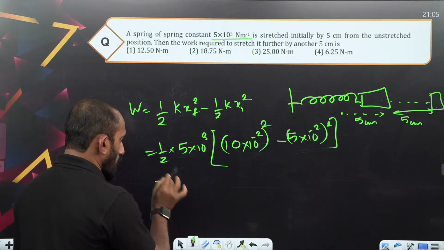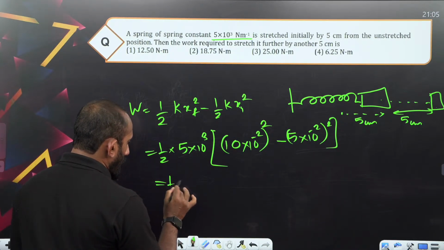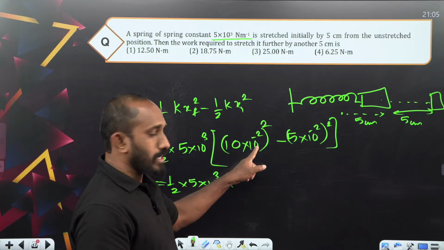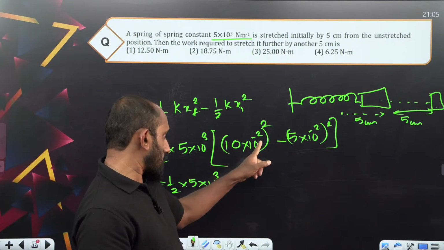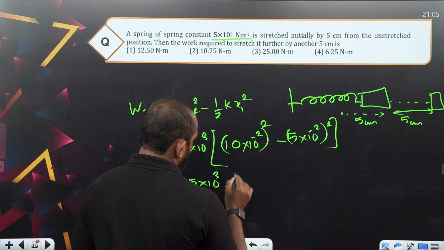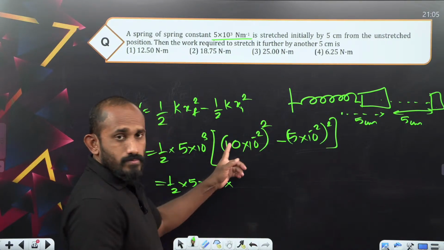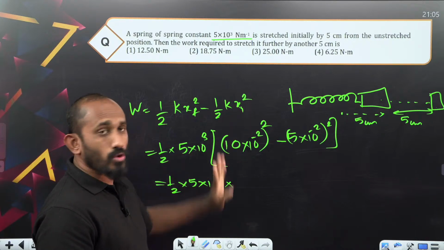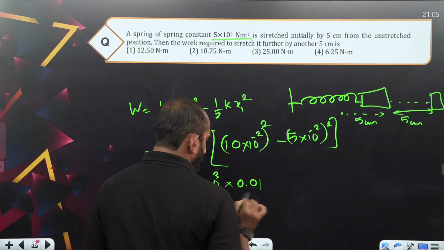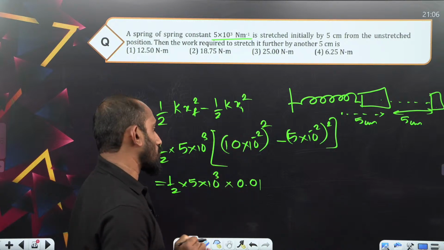So if you solve it, it will be almost half into 5 into 10 raised to 3 into, see, 10 into 10 raised to minus 1, that is 10 square. If you do it, so it will become totally, we have 0.1, that is 10 into 10 raised to minus 2, square is there. So 0.01 is there, 0.1 into square.